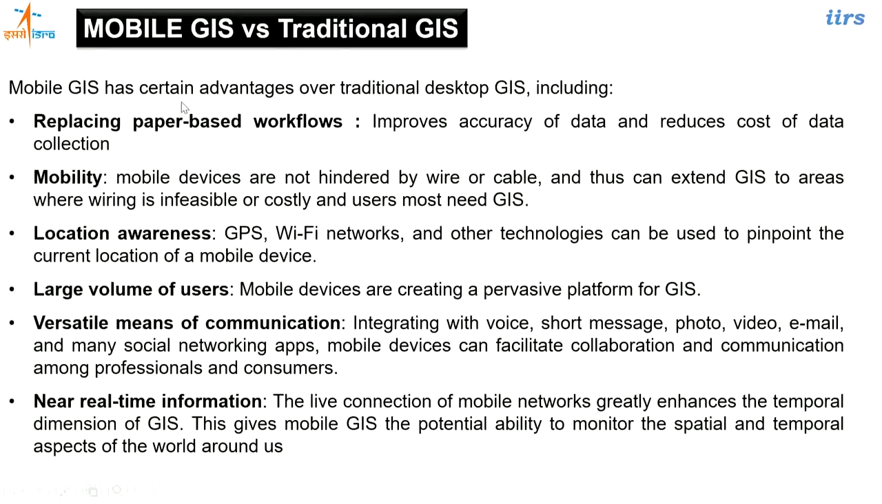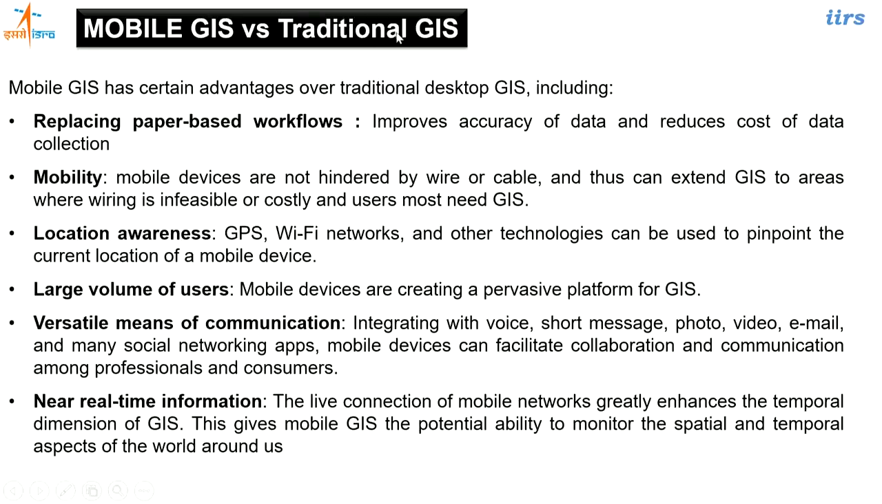If we take it from the simple textbook, quickly I will go through it. What are the advantages of mobile GIS versus traditional GIS? It will replace all your paperwork, because all the maps, or even the pen, you have in your mobile phone, and that can be replaced very well using the mobile based application. Replacing all the paper based workflows can be done with the help of mobile GIS.